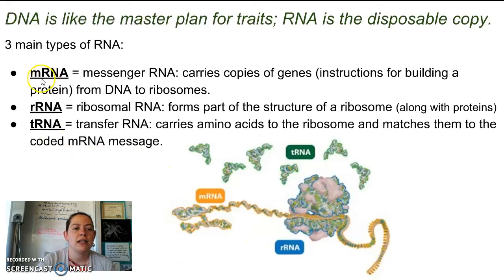The one we usually talk about is mRNA, which stands for messenger RNA, and this is the little copy of genes, which are the instructions for building a protein, and this mRNA molecule here, it's in yellow, is basically a copy of those instructions that gets carried from DNA in the nucleus to ribosomes out in the cytoplasm. And there's a couple other types of RNA that we're not going to talk about too much today, but we'll get to them later.